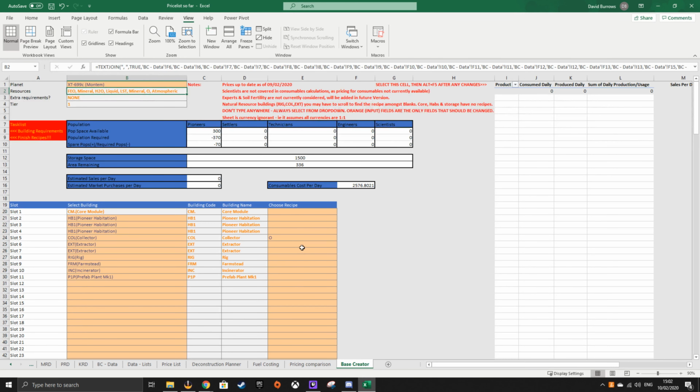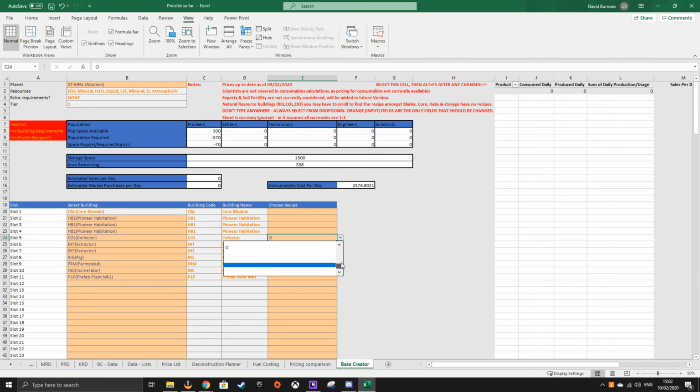So you can see we've got O atmospheric, so oxygen atmospheric is the only potential thing that a collector can get, and you can see here the list only allows you to select O for oxygen. Okay, so the 2 extractors will be running iron ore and limestone. Rig will obviously be collecting water.